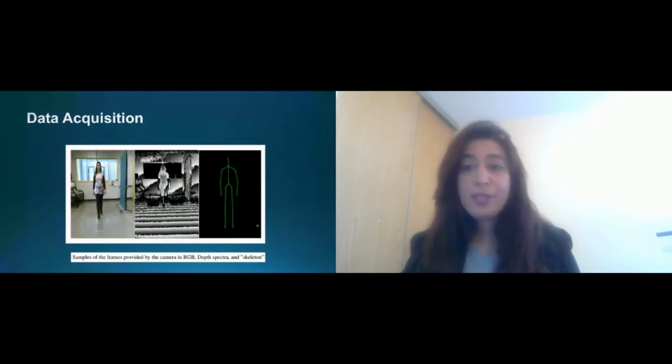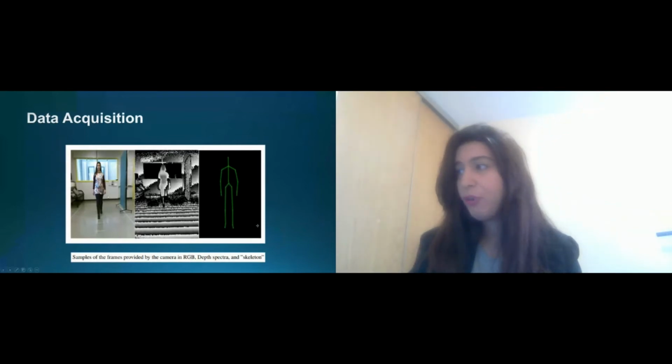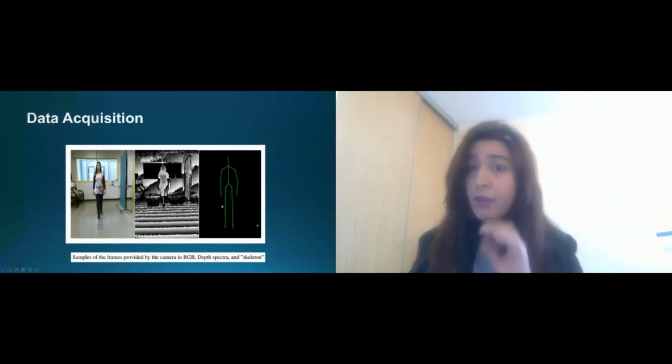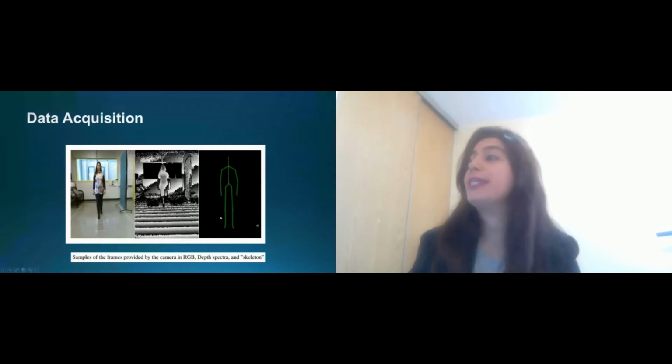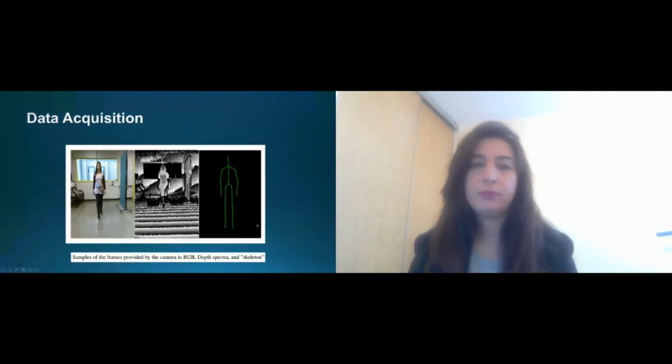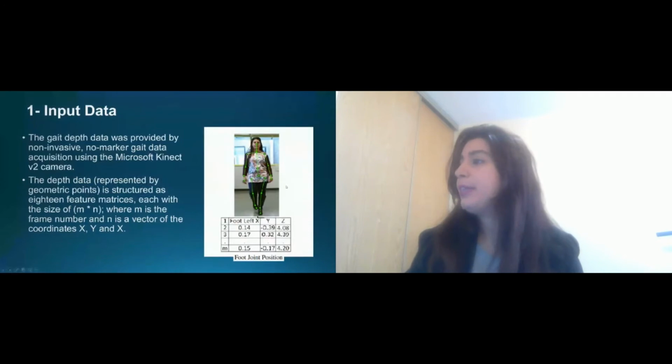To protect the privacy of a participant, we chose to go with the skeleton frames. If you can see from this slide here, these are samples of the frames provided by the Kinect camera that we have used. We've got RGB frames, depth, and also skeleton. To protect the privacy of our participants, we have chosen to go with these skeleton frames. We got the input data, as you can see from this image here. The gait depth data was provided by no-marker gait data acquisition using the Microsoft Kinect.